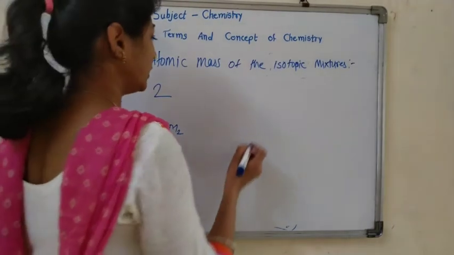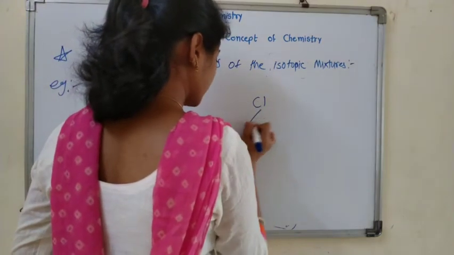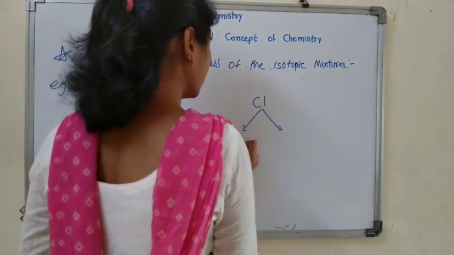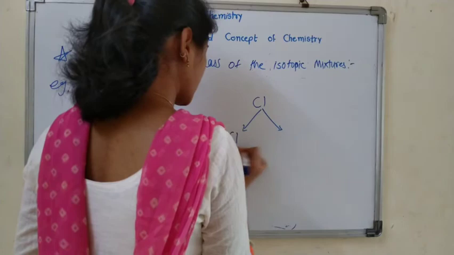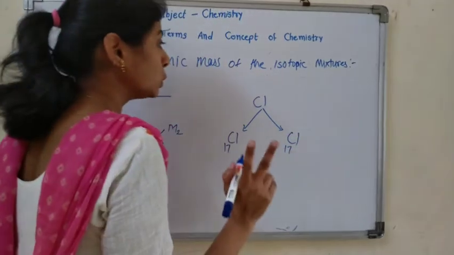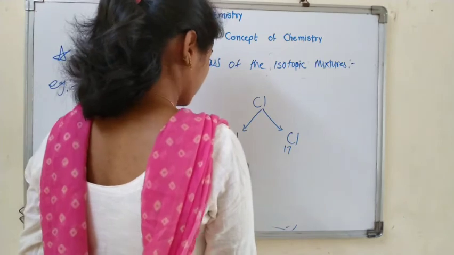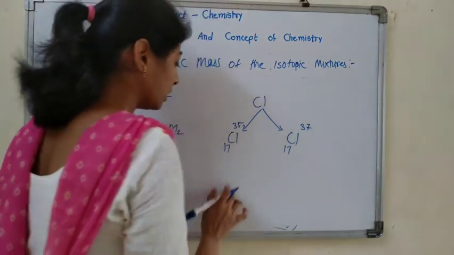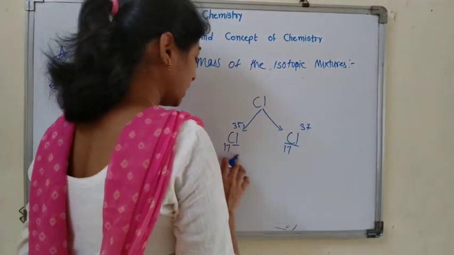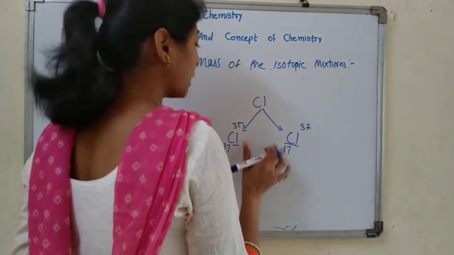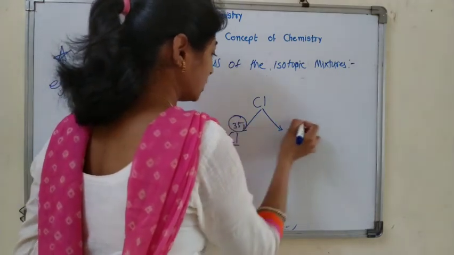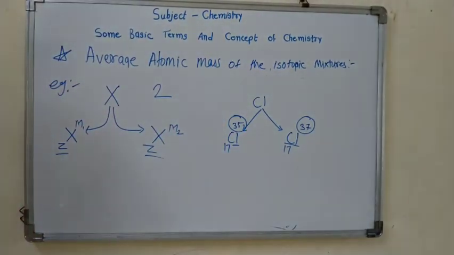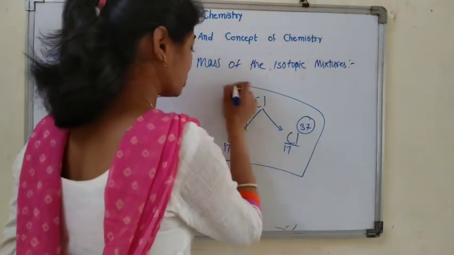Another example in the periodic table is, suppose there is a Cl atom. This is the element having atomic number 17 and occurring in 2 isotopic forms, that is Cl-35 and Cl-37. Okay, it means the same element, that is Cl, atomic number is the same, 17, but different mass number. Here it is 35 and here it is 37. So such entities are called isotopes.